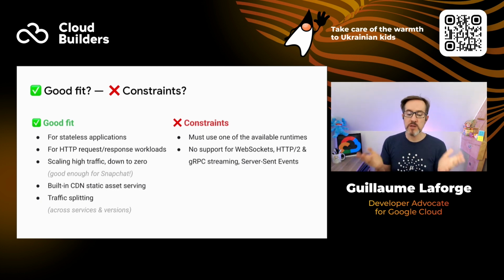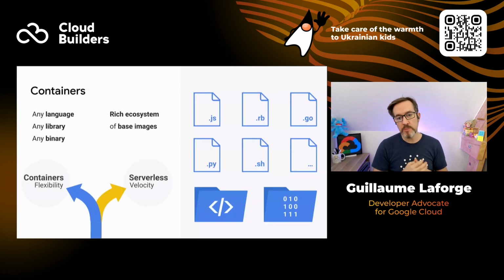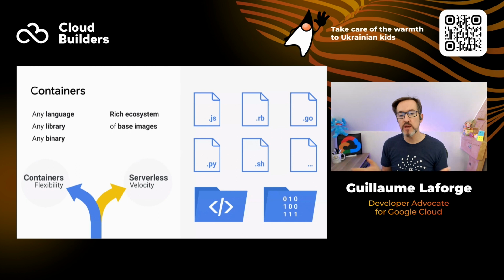And there are some limitations, again, if you want to use an esoteric language, or there's no support for things like streaming, HTTP/2 streaming, gRPC, WebSocket, server-side events. But if you use Cloud Run, you can do that. So a few words about Cloud Run. It's based on containers. You can put any language, library, binary in your containers. Obviously, there's a rich ecosystem of base images you can build upon. But you've got the velocity of serverless.